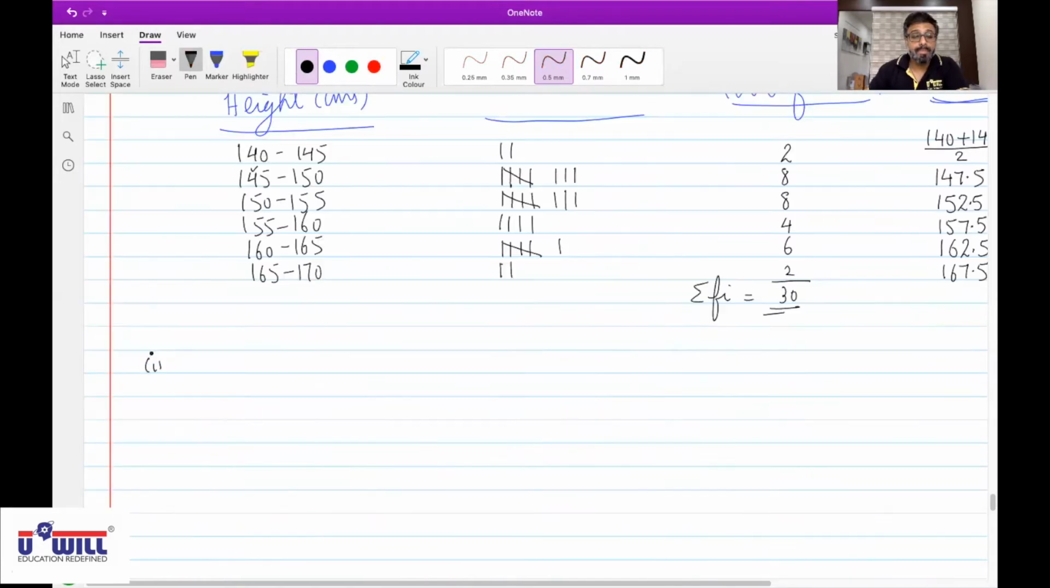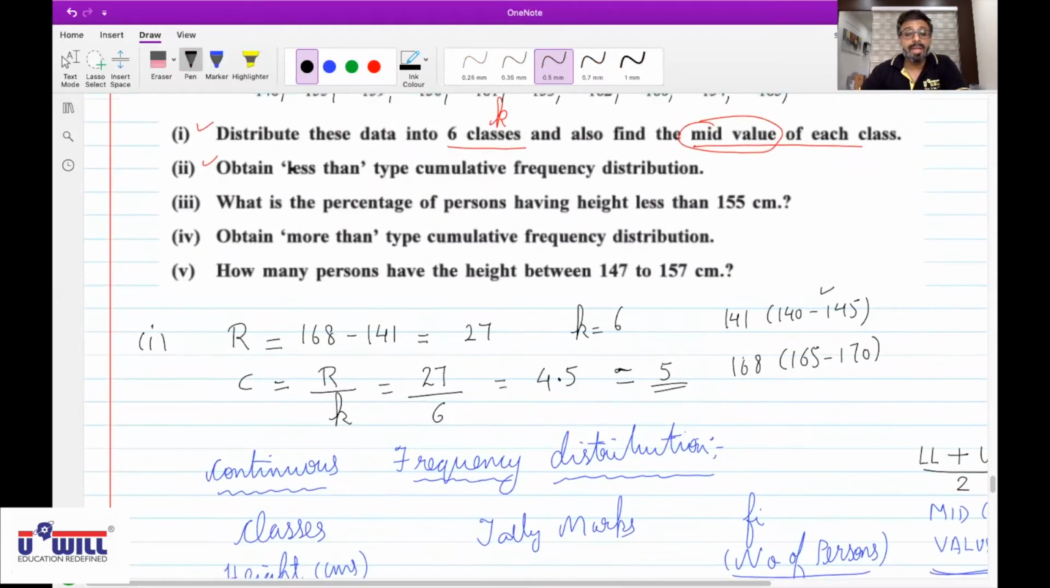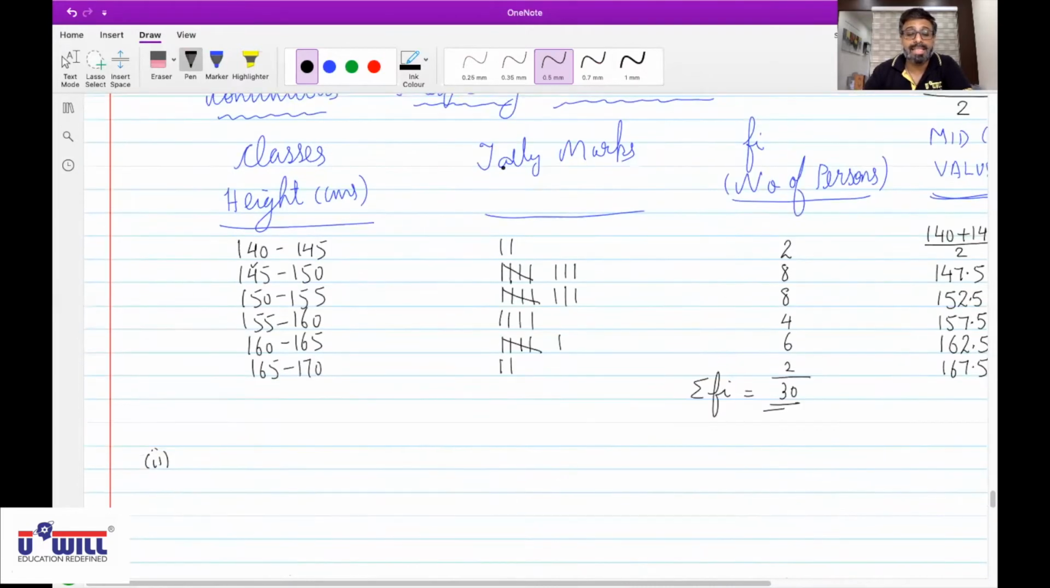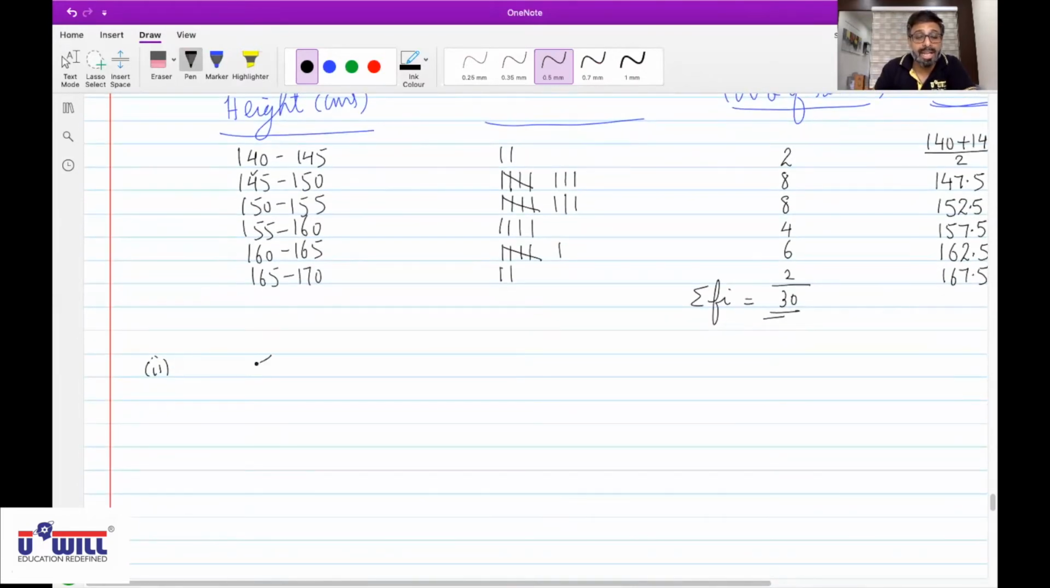Now second. What is asked in the second question? Obtain less than type cumulative frequency distribution. All of you write down less than equal to height and CFi. So, Varun, unmute yourself. Varun, tell me what all boundary points will I write in this less than equal to height? Only 140. What did I tell you yesterday? Write 140, 145, all up till 170.